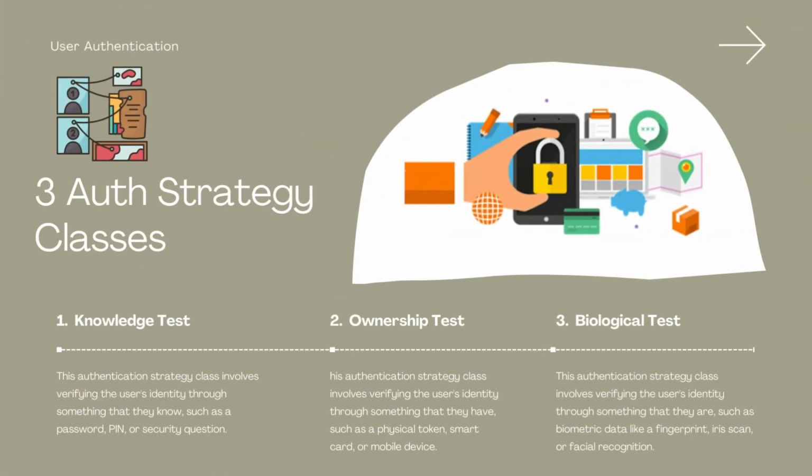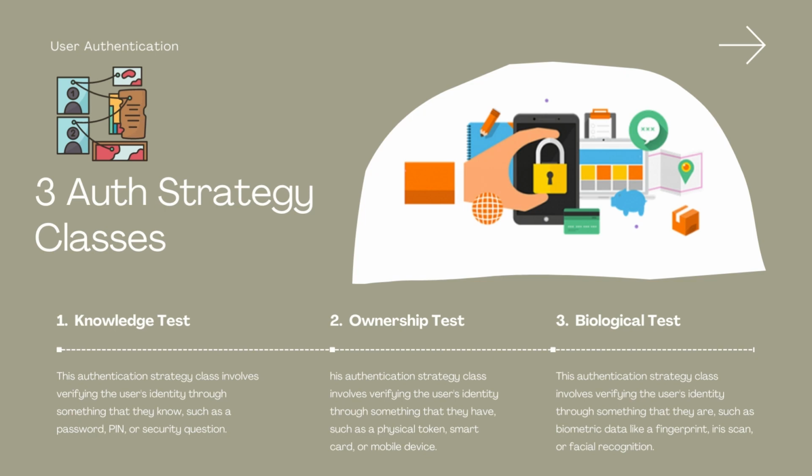There are generally three main authentication strategy classes used in user authentication. Number one is the knowledge test, which is also called something you know. This authentication strategy involves verifying user identity. The user is required to enter the information during the login process. If the information matches what's stored in the system, the user is granted access.